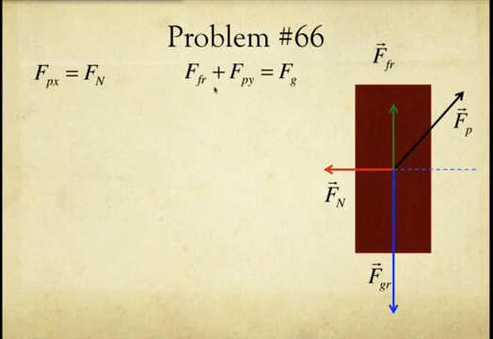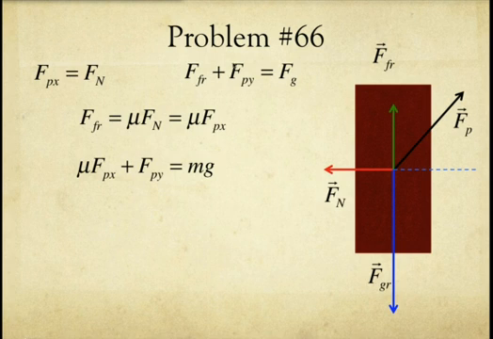Now, as you know, force of friction is mu times normal force. So here we go. Force of friction is mu times normal force, and normal force from here is Fpx, which is this part. Then I can rewrite this. So force of friction from here is mu times Fpx. Force of pull on y. So here's force of friction, which becomes mu Fpx. Force of pull on y, right here. And on the other hand, we have mg. So that's our vertical forces acting together and adding up to 0.